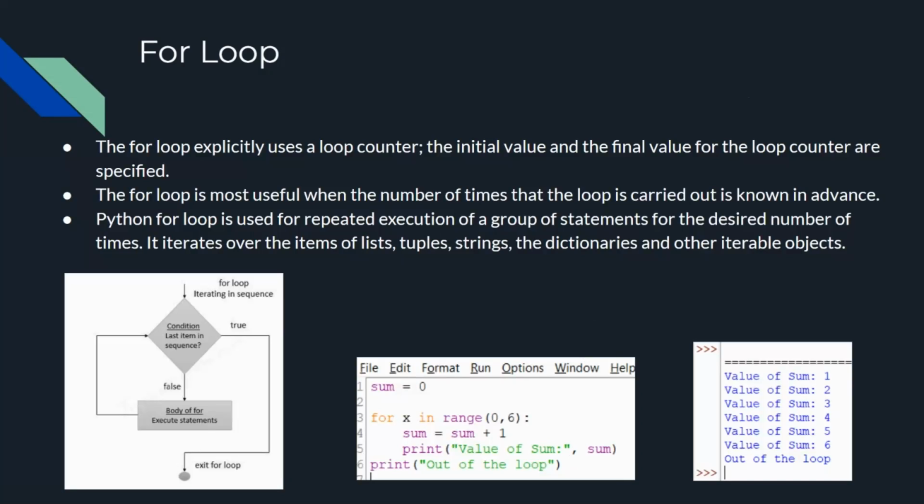The for loop structure explicitly uses a loop counter. The initial value and the final value of the loop counter are specified. The for loop is the most useful when the number of times that the loop is carried out is known in advance. On every iteration, the loop counter is automatically incremented. The last time through, the loop counter reaches its final value and the loop terminates.